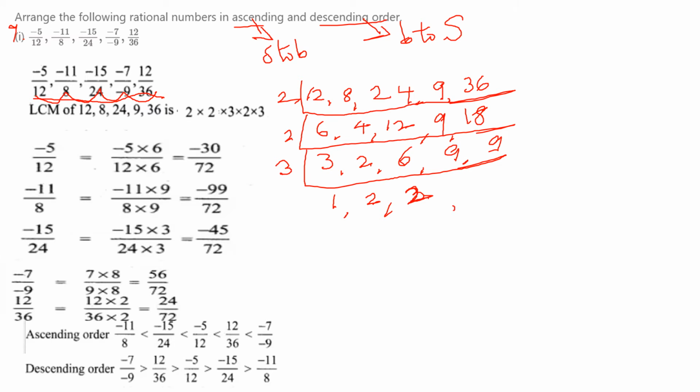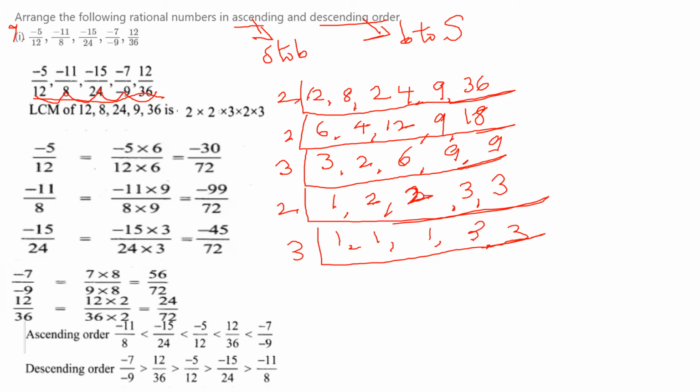3 threes are 9, 3 threes are 9. Again 2 table. 1 1 2 is 2. 1 3 as it is put. Last 3 1 1 1 1 1. So multiply 2 into 2, 4. 4 threes are 12. 12 twos are 24. 24 threes are 72. So our LCM is 72.